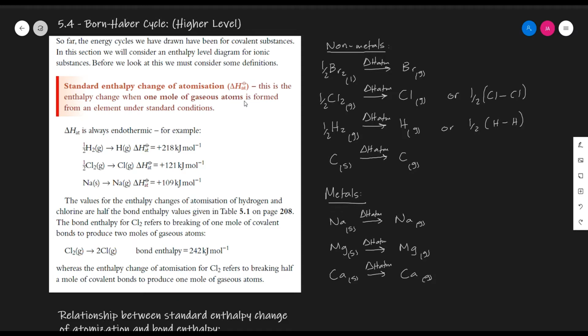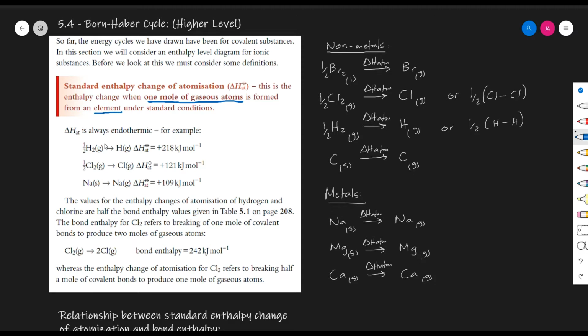The first new definition is the standard enthalpy change of atomization, which is defined as the enthalpy change when 1 mole of gaseous atoms is formed from an element under standard conditions. Thus, the major points to look for in this definition is it's the enthalpy change when 1 mole of gaseous atoms is formed from an element in its standard state under standard conditions.